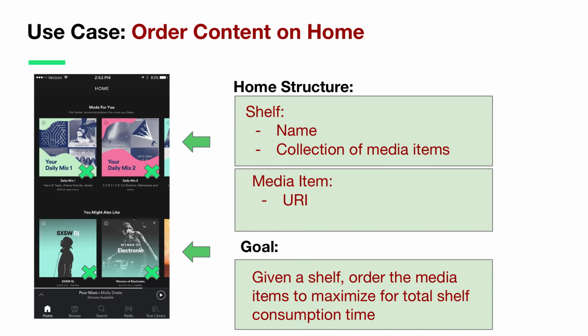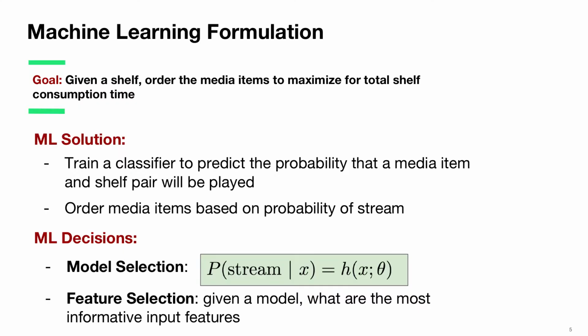Basically, we want to put the more popular items at the front of the shelf in order for users to click on them and, in the end, listen to more music. Given our goal, an ML solution to this problem could be the following. Step one would be to train a classifier to predict the probability that a media item and shelf pair will be played, and then order the items based off of the probability of it being streamed.